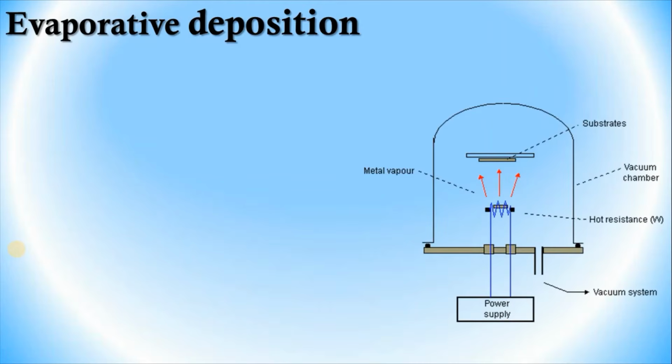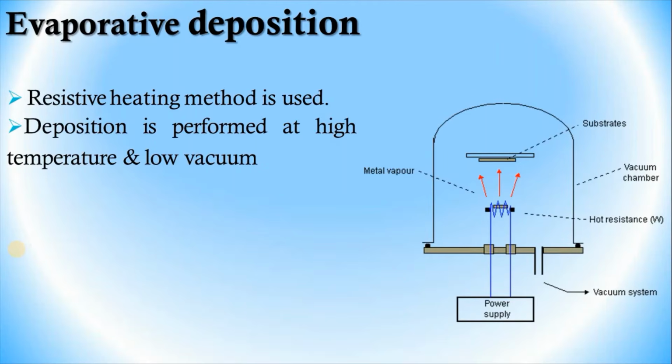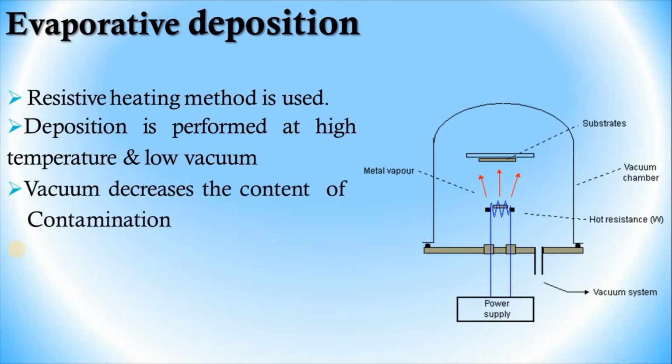Now guys, when you look at this picture, when we supply the power in the vacuum, the substrate is kept, and due to the resistance the metal vapor is created and deposited on the substrate. Also in this process we use resistive heating for heating that metal and getting the metal vapor, which is deposited on the substrate. The deposition is performed at high temperature and low vacuum. Vacuum decreases the content of contamination.